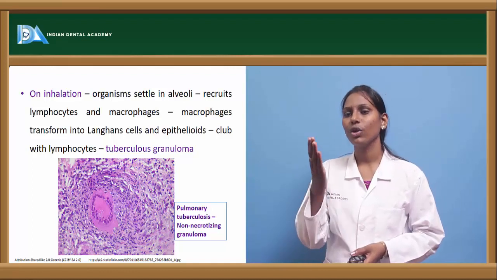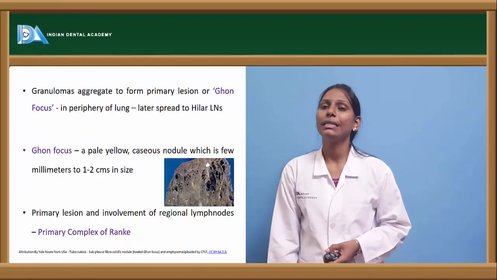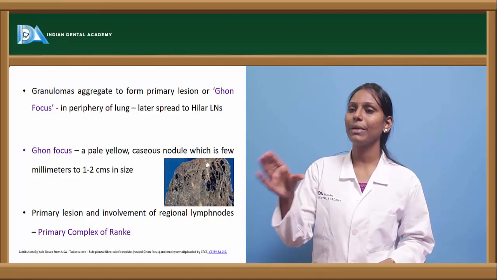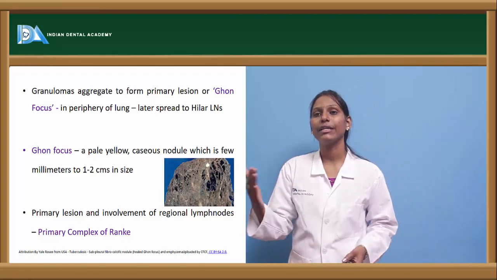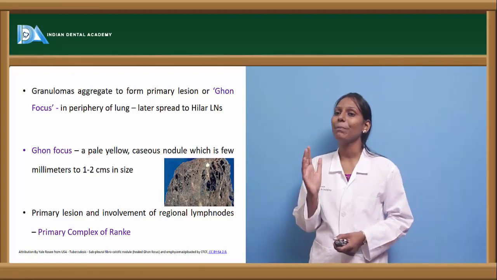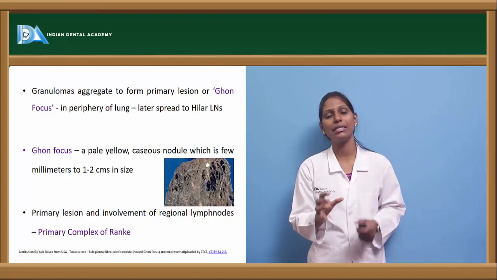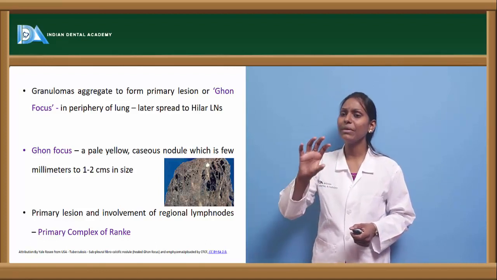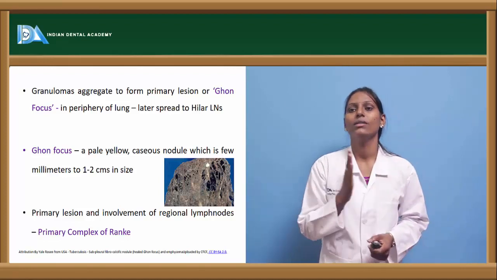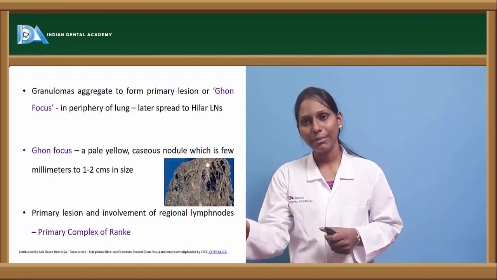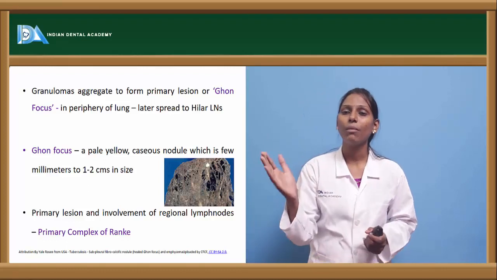So here is a histopathological slide which shows pulmonary tuberculosis and a non-necrotizing granuloma within it. These granulomas aggregate to form a primary lesion, also called Ghon's complex or Ghon's focus, in the peripheral lung, and these later spread to hilar lymph nodes. Ghon's focus is a pale yellow caseous nodule which is usually a few millimeters to 1.2 centimeters in size. This primary lesion, along with involvement of regional lymph nodes, is called the primary complex of Ranke. So the primary complex of Ranke is nothing but the primary lesion and the associated lymph nodes that have been involved.